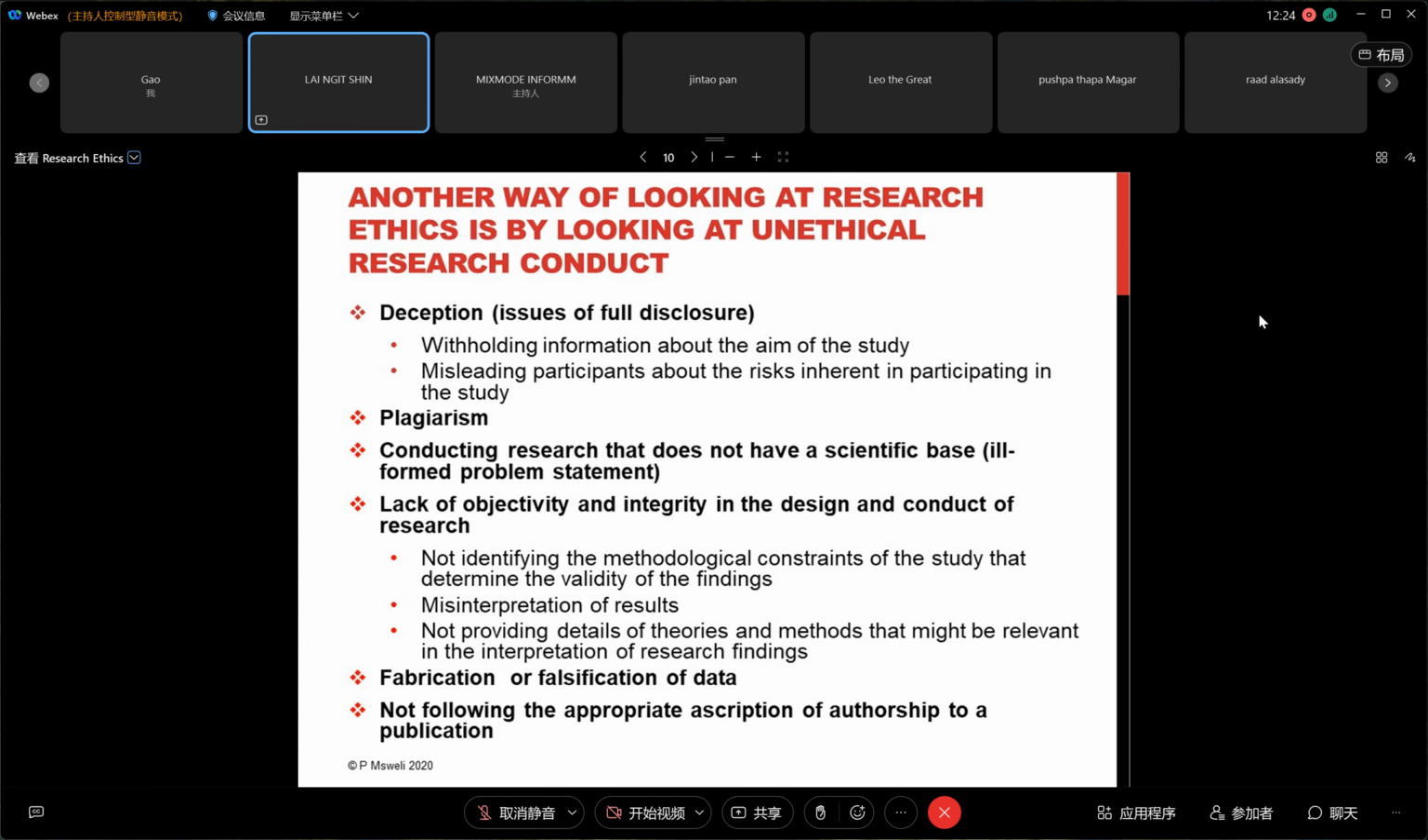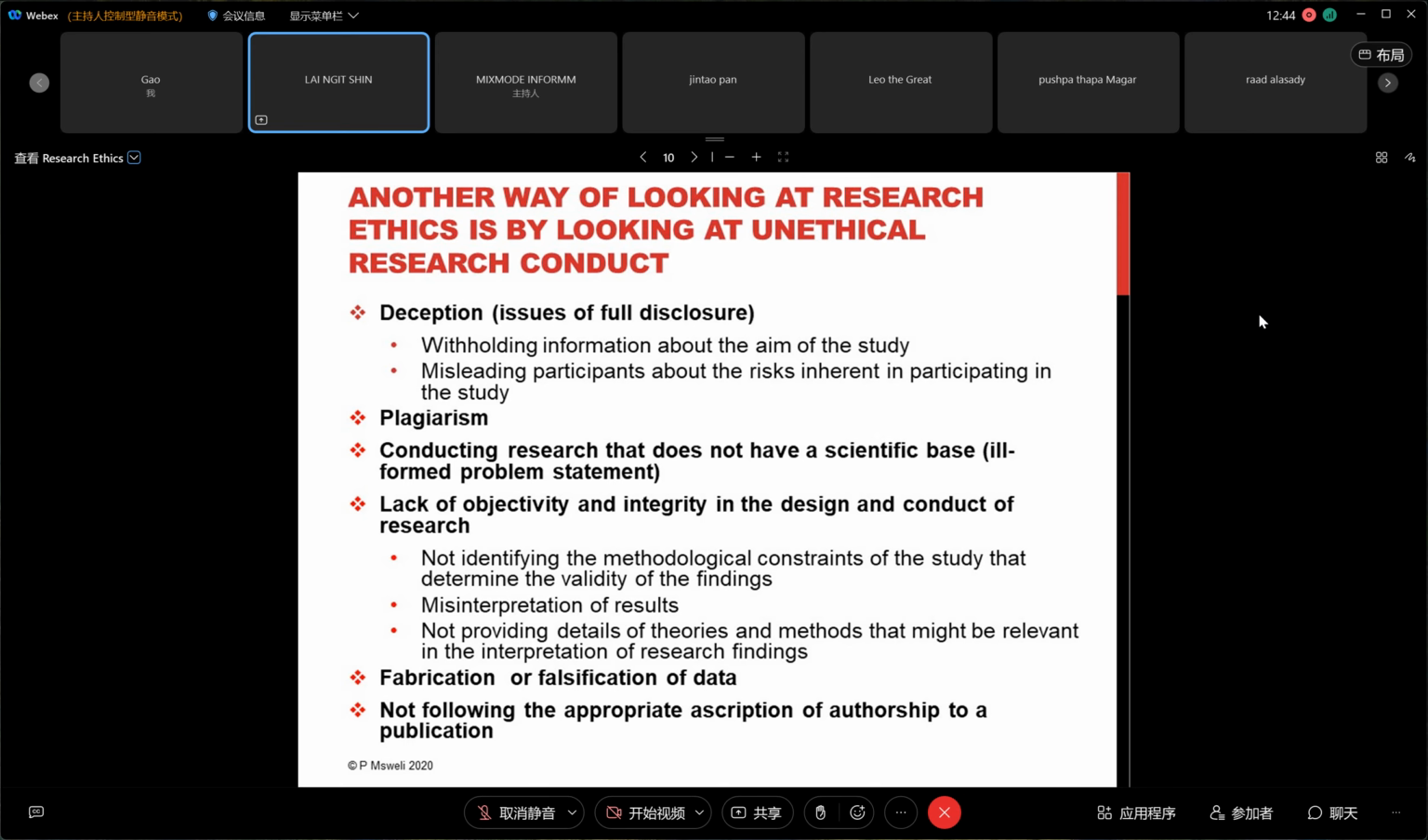I think another way of looking at research ethics is by looking at unethical research and conduct. Okay, this is usually what happens when you don't follow the research ethics. I think deception is actually an issue of full disclosure. We withhold information about the aim of the study. Okay, you declare you want to do this kind of research in the background.